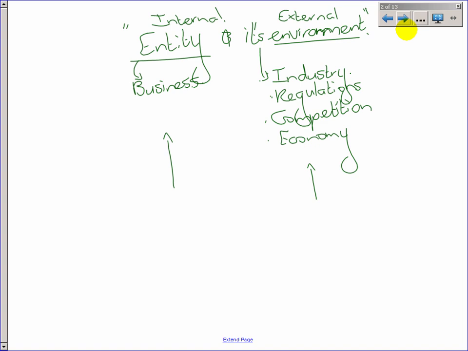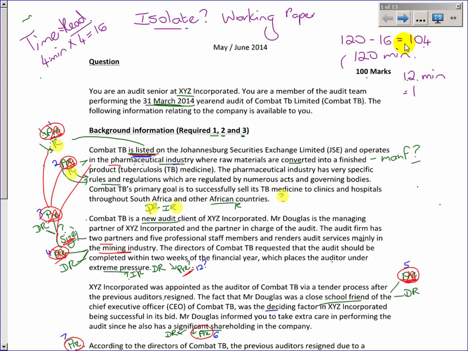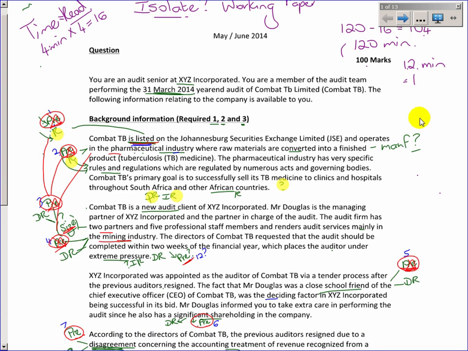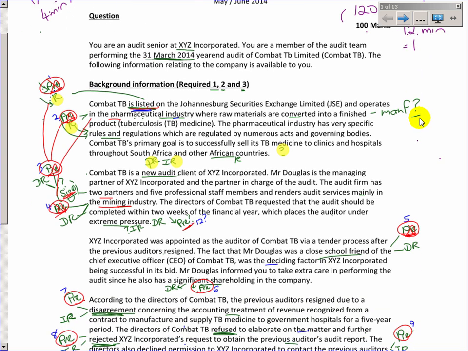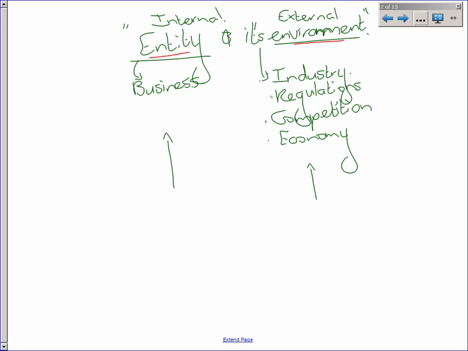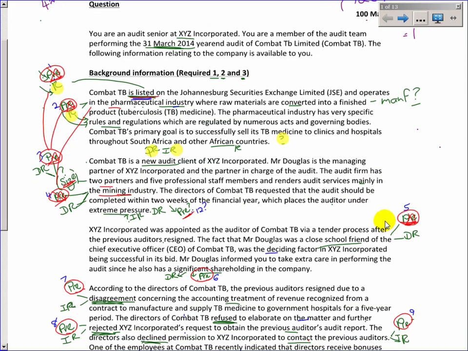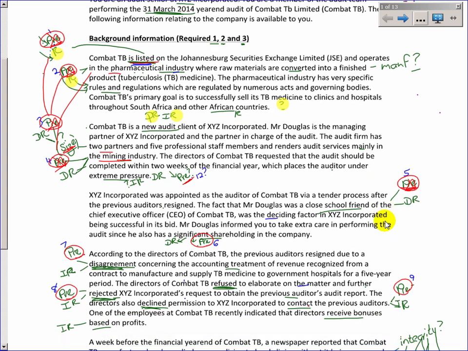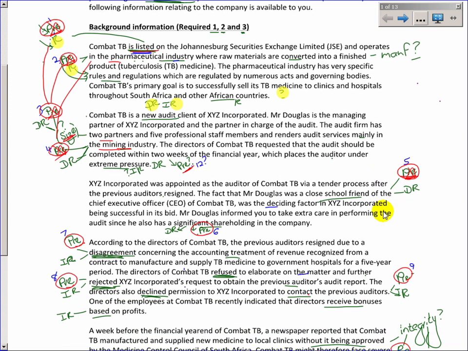So keep in mind that these two are separate things, and obviously that's where your marks, or a lot of your marks, can come from as well. So Combat is listed on the Johannesburg Securities Exchange. If you're looking at this, perhaps the easiest way to do this is to ask, is this information that I would need in order to understand either the business or the environment that it operates in? So literally line by line, let's see whether or not we can identify and get marks for stuff that's written in the case study itself.